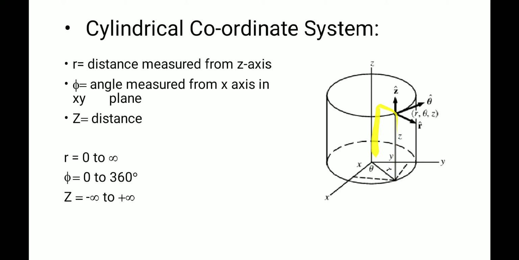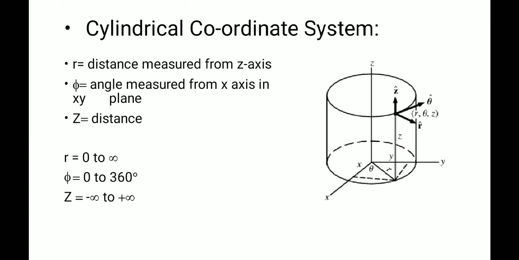Okay, now consider this plane. This is the angle between this plane and the x-axis. It is given by phi, the angle measured from the x-axis in the xy plane. Now z is the distance of this cylinder, so this distance is given by z.